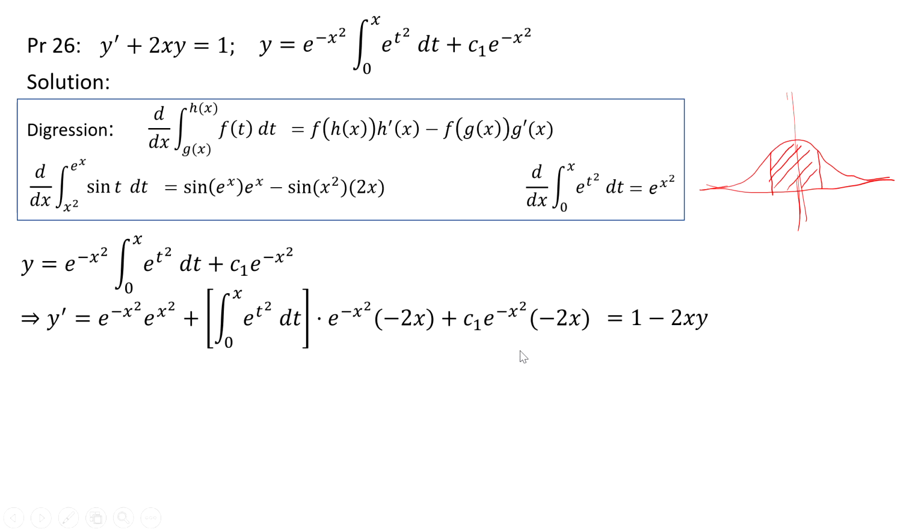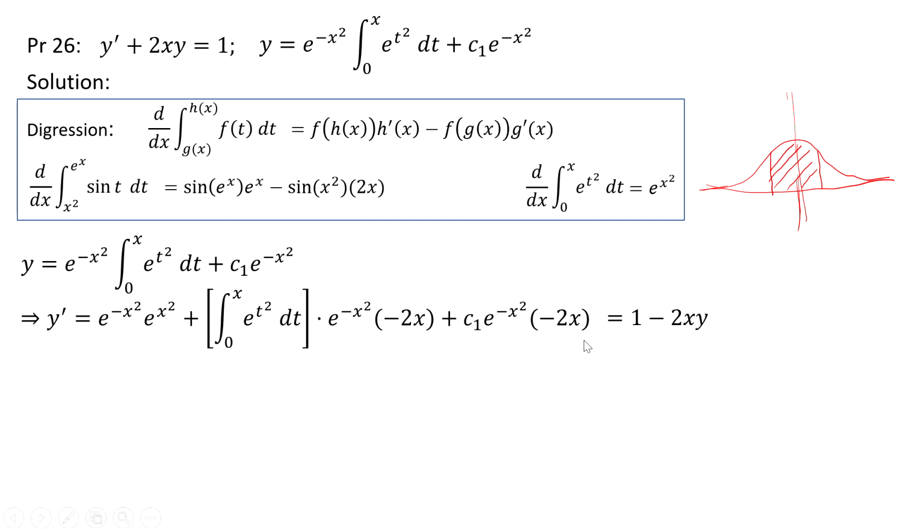Yep, then I do. Would I have e to the negative x squared times this integral, e to the negative x squared times the integral, is that the same as this guy? Cool. Plus c1 e to the negative x squared. Is that the same as this guy? So isn't that just y, this plus this? That's what I did. I replaced the factored out minus 2x and the rest of it with a y.